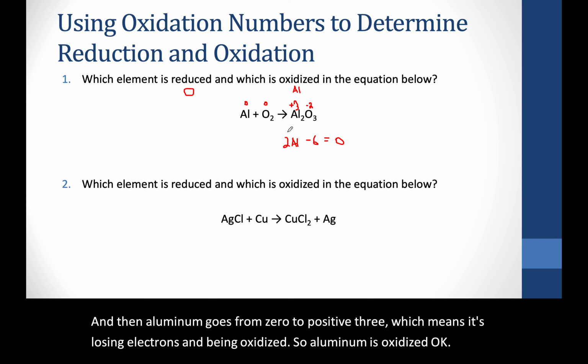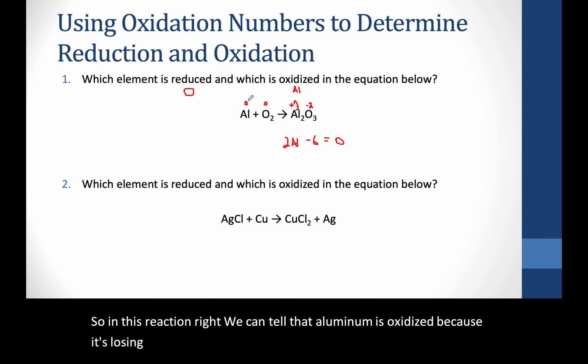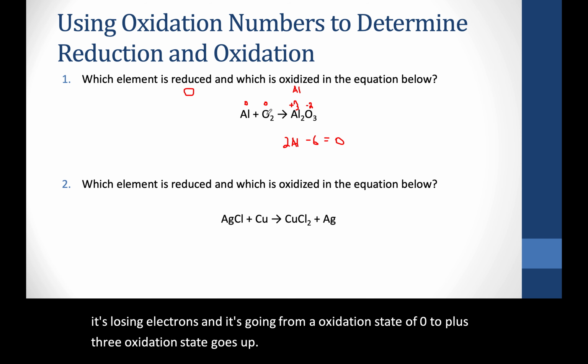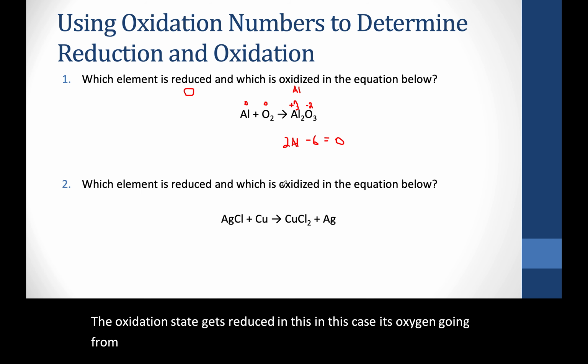So in this reaction, we can tell that aluminum is oxidized because it's losing electrons and it's going from an oxidation state of 0 to plus 3. The oxidation state goes up. Reduction, the oxidation state gets reduced. And in this case, it's oxygen going from 0 to negative 2.